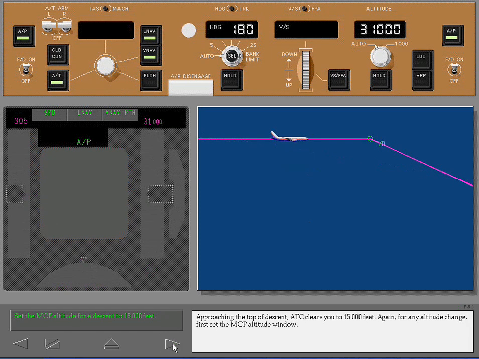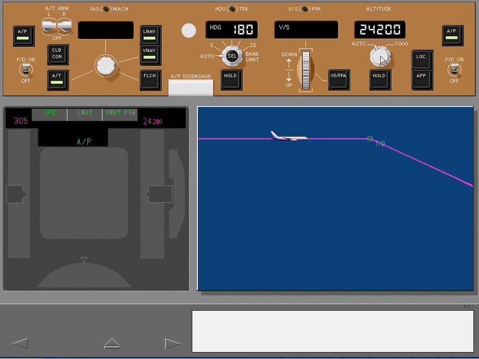Approaching the top of descent, ATC clears you to 15,000 feet. Again, for any altitude change, first set the MCP altitude window. Upon reaching the FMC top of descent point, the autothrottle reduces thrust to idle. Idle enunciates on the PFD. After thrust reaches idle, the enunciation changes to hold.